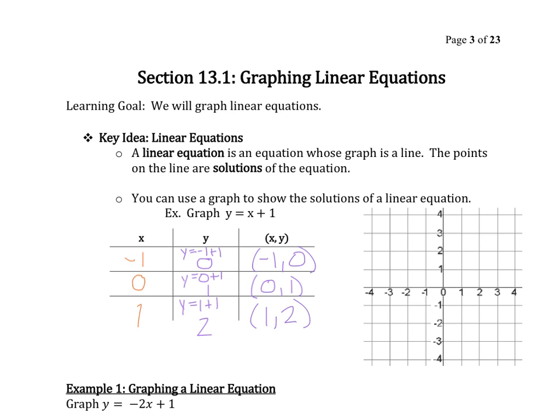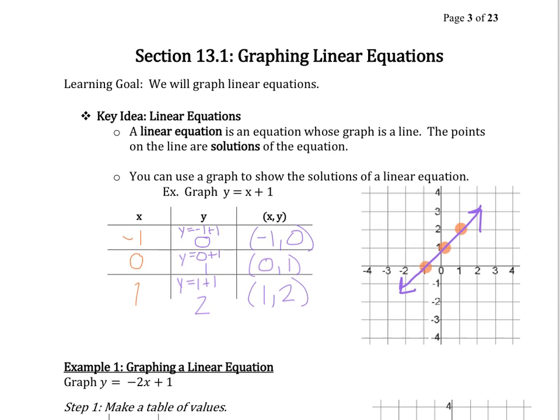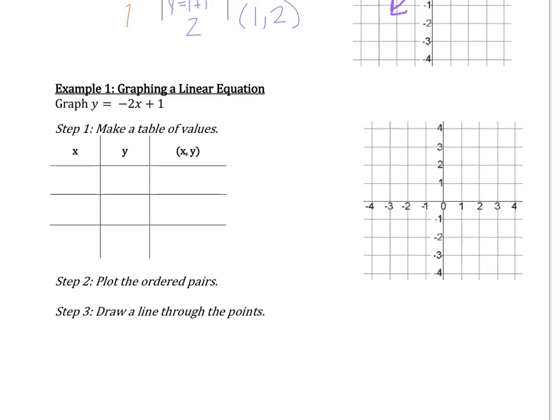So now that I have all 3 of my points, I want to place them on the graph, and whenever I go to connect my points, I should end up with a straight line. So I have (-1, 0), (0, 1), and then (1, 2). And as you see, as I go through and connect them, I end up with a straight line for my linear equation.